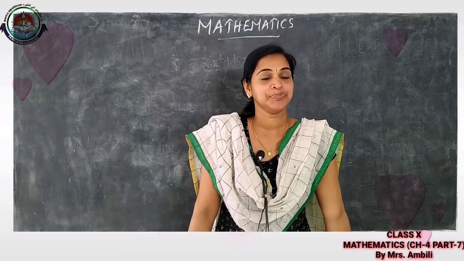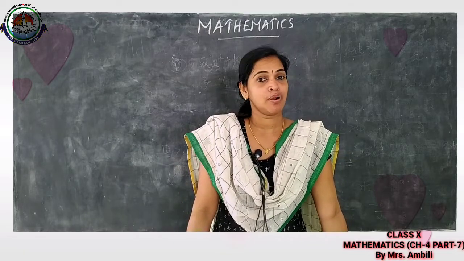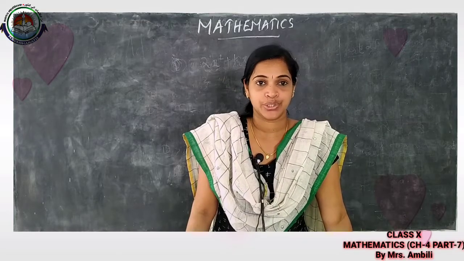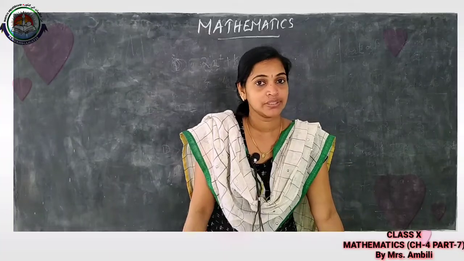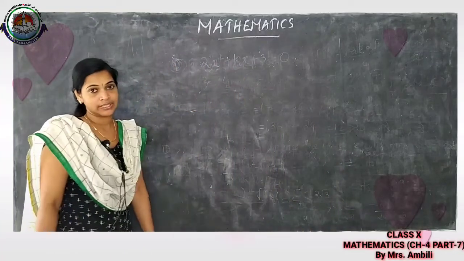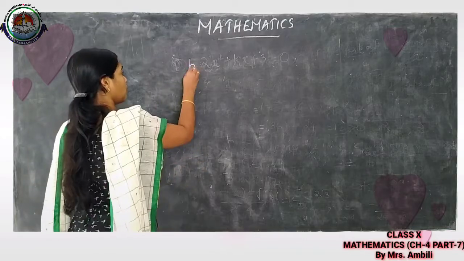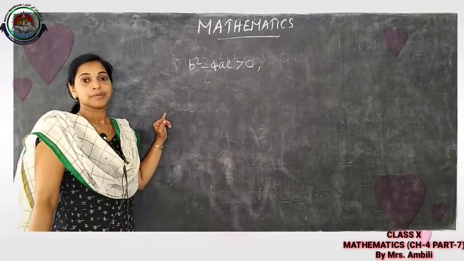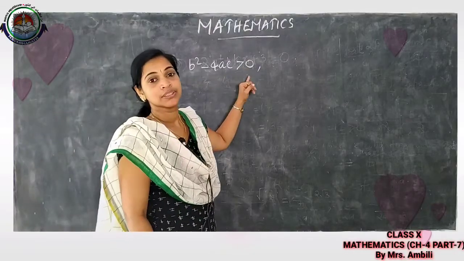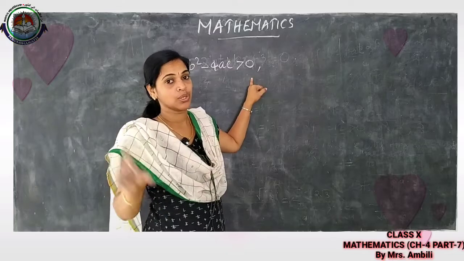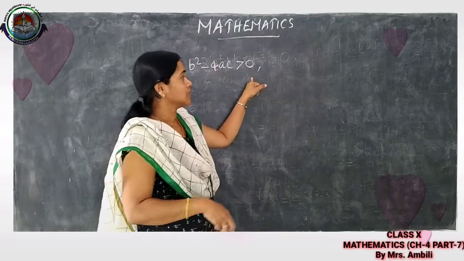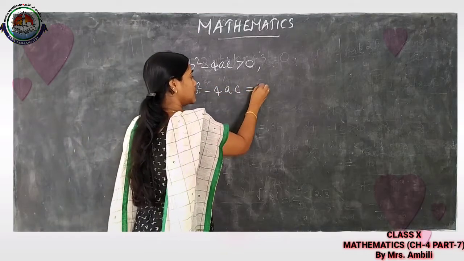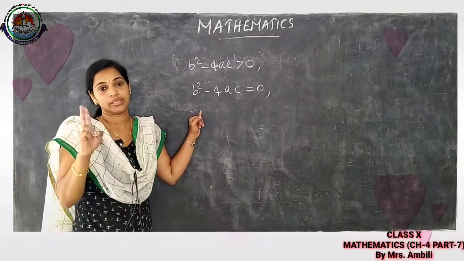Good morning, children. In the previous class we discussed the nature of the roots of a quadratic equation. Do you remember it? If the discriminant, that is the value of b square minus 4ac, is greater than 0, the given equation has two unequal roots. If b square minus 4ac is equal to 0, the given equation has two equal roots.